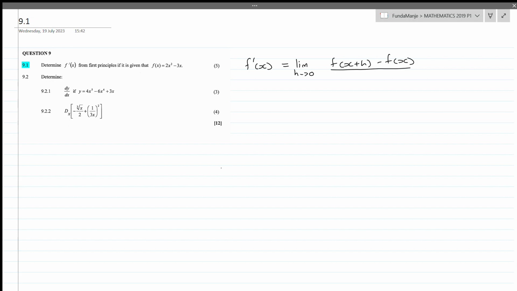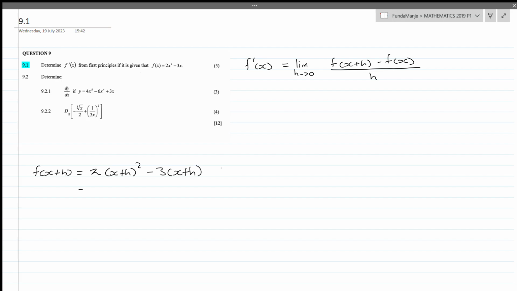over h. Now f of x plus h is just f of x, but wherever you see x, replace it with x plus h. So it's always better to work f of x plus h on the side before substituting it into the equation. So here f of x plus h would be 2, I see an x, I'll replace it with x plus h, squared, minus 3, I see x, I'll replace it with x plus h.